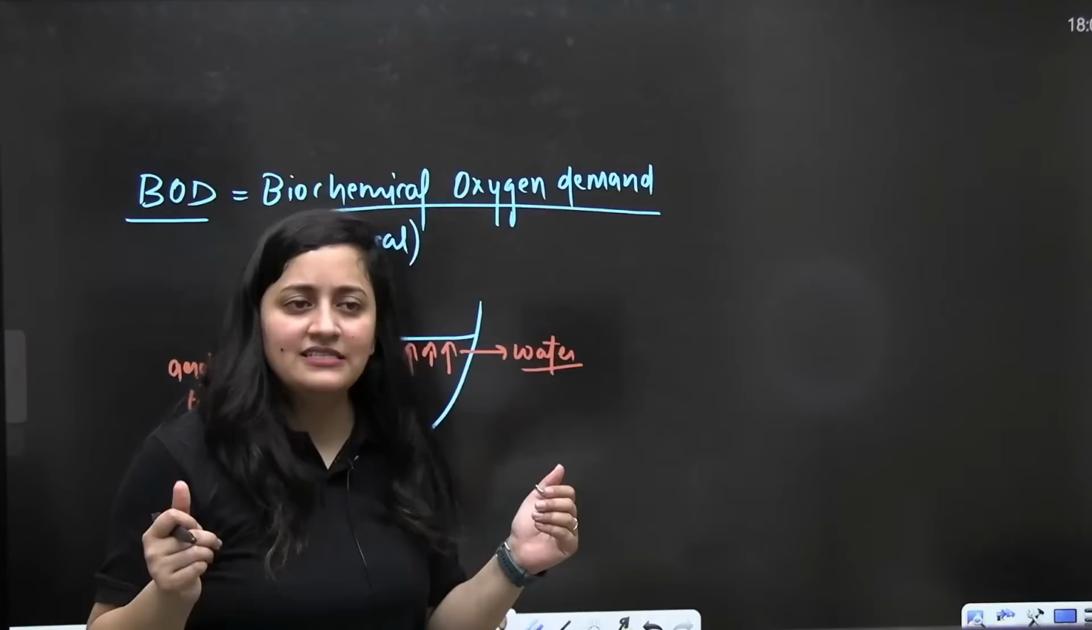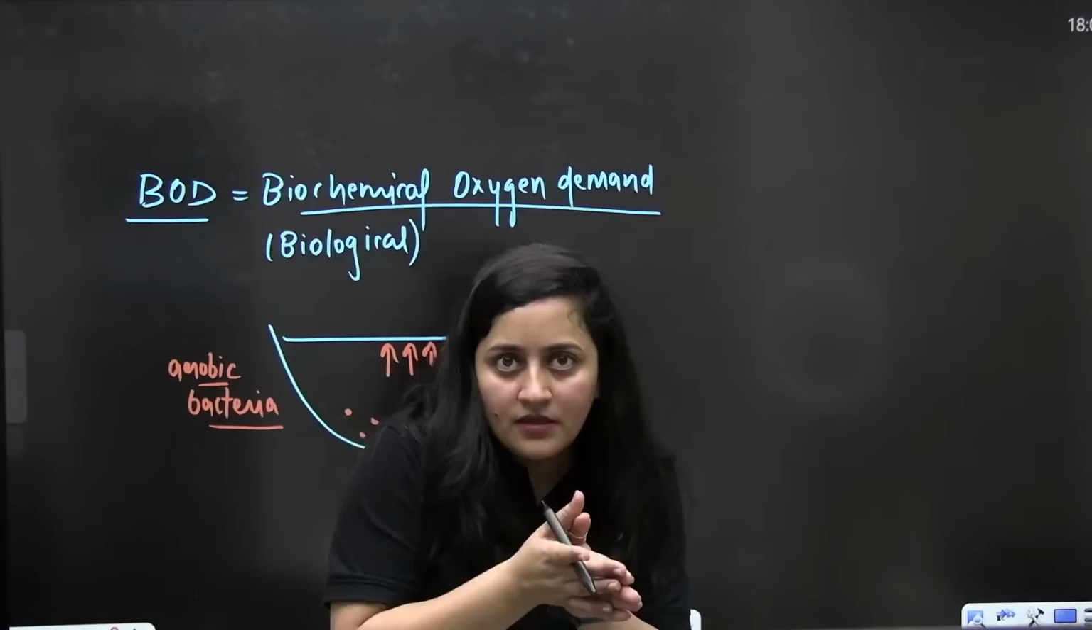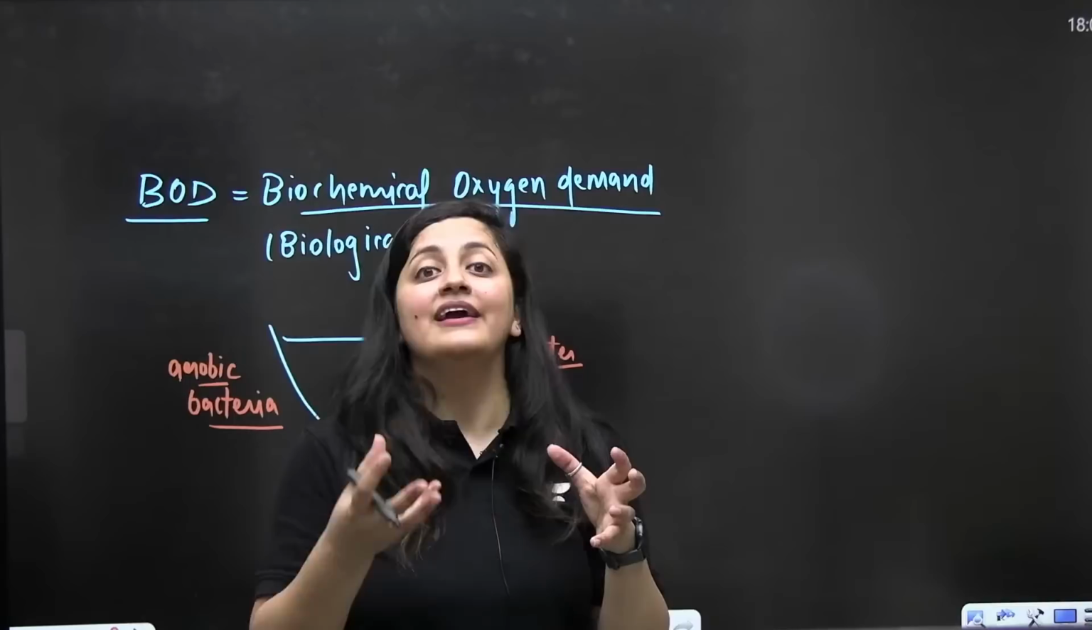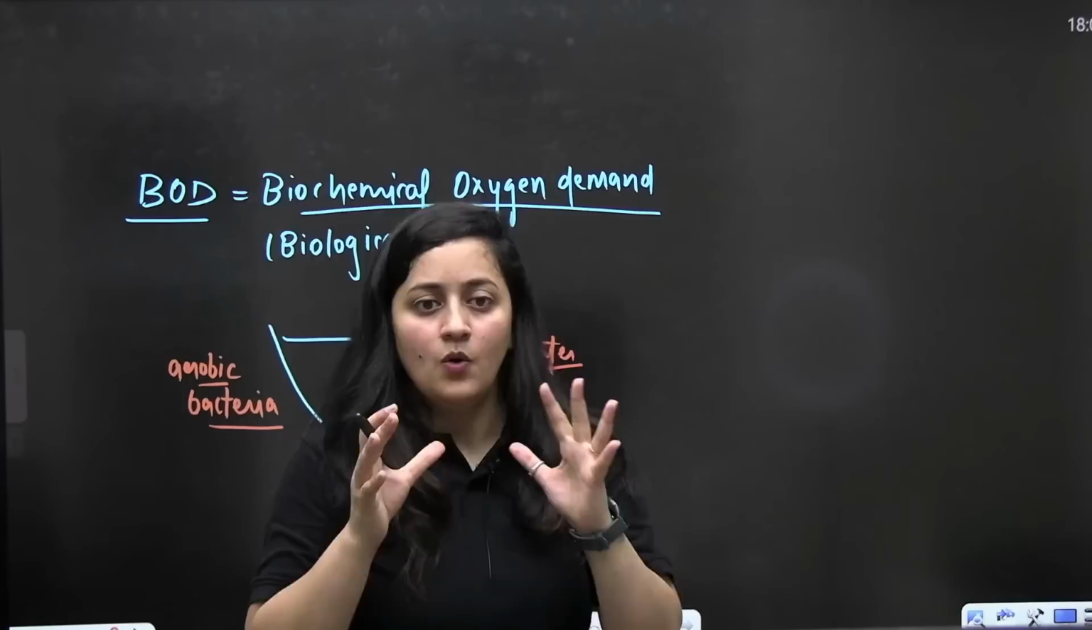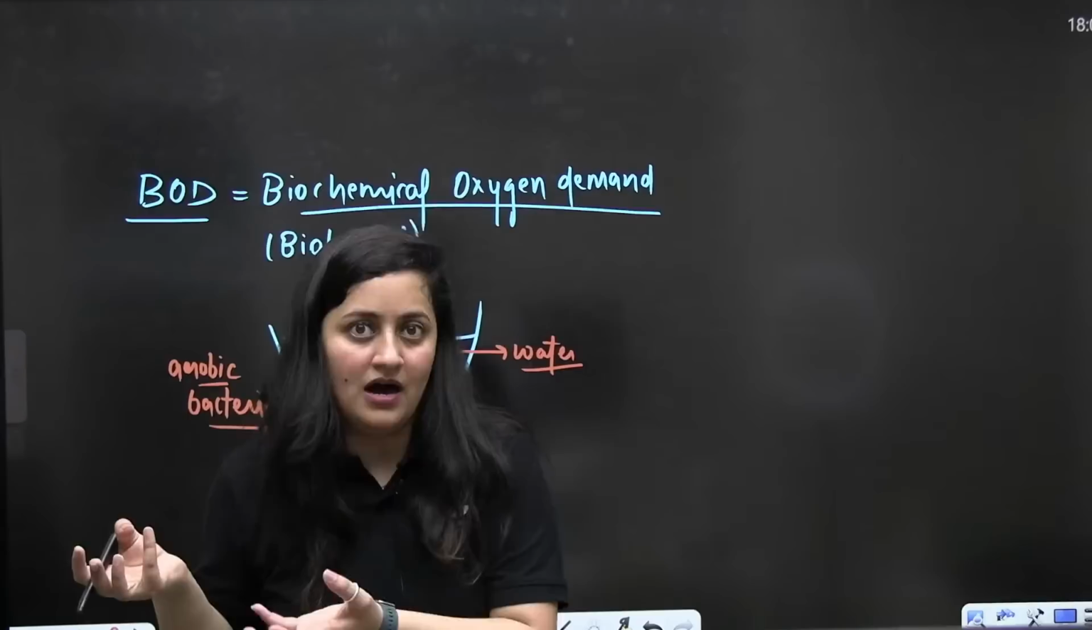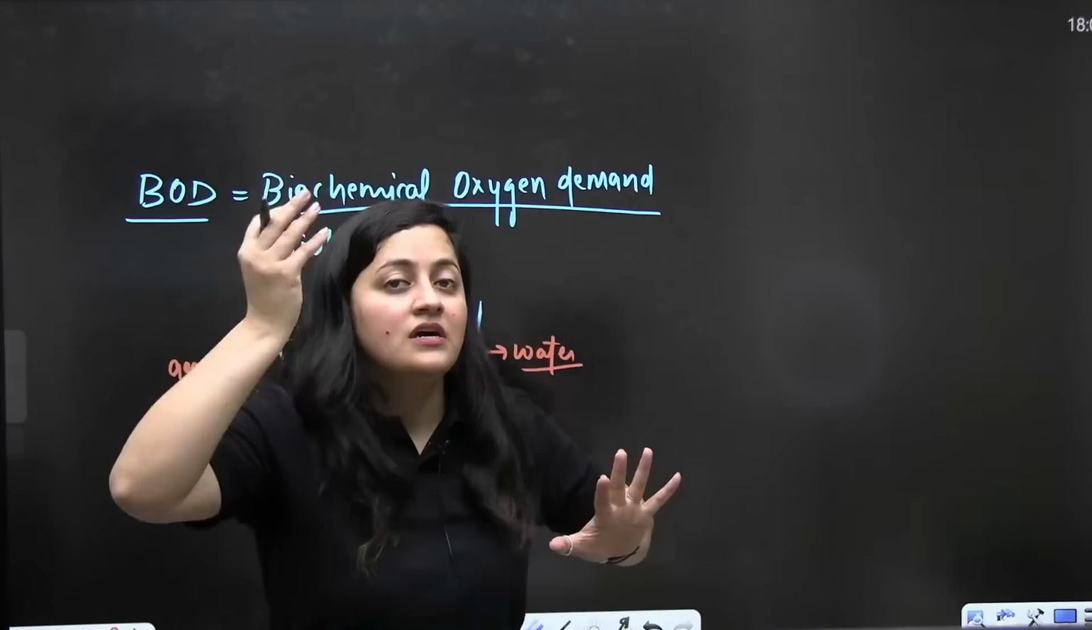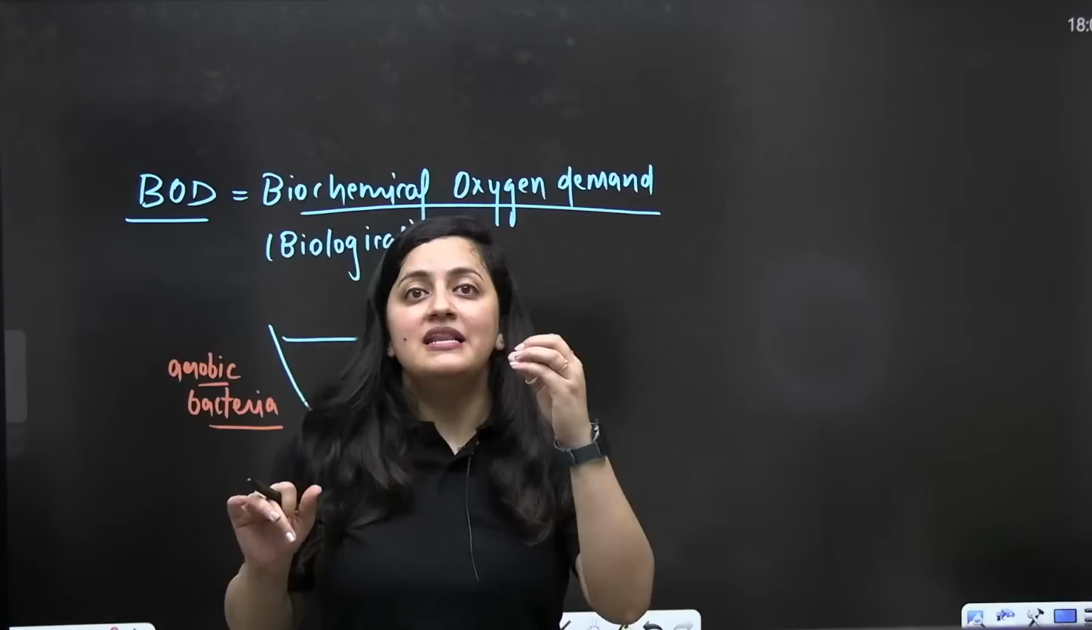So what exactly is the BOD? Biochemical oxygen demand, or biological oxygen demand. It is the demand of oxygen to decompose the organic matter present in 1 liter of solution by the aerobic bacteria. Biochemical oxygen demand is the oxygen demanded by the bacteria so that they can decompose the organic matter present in 1 liter of solution. It is measured in milligram per liter. Are you getting my point?